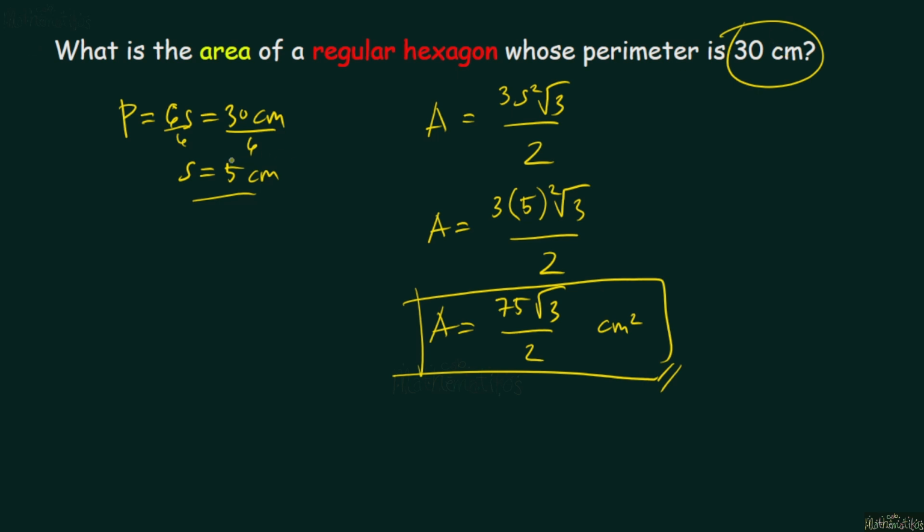So that's the area of that regular hexagon with perimeter 30 centimeters. It results to the side 5. So this is 5, 5, 5, 5, 5. So the area is 75 square root of 3 over 2 square centimeters.